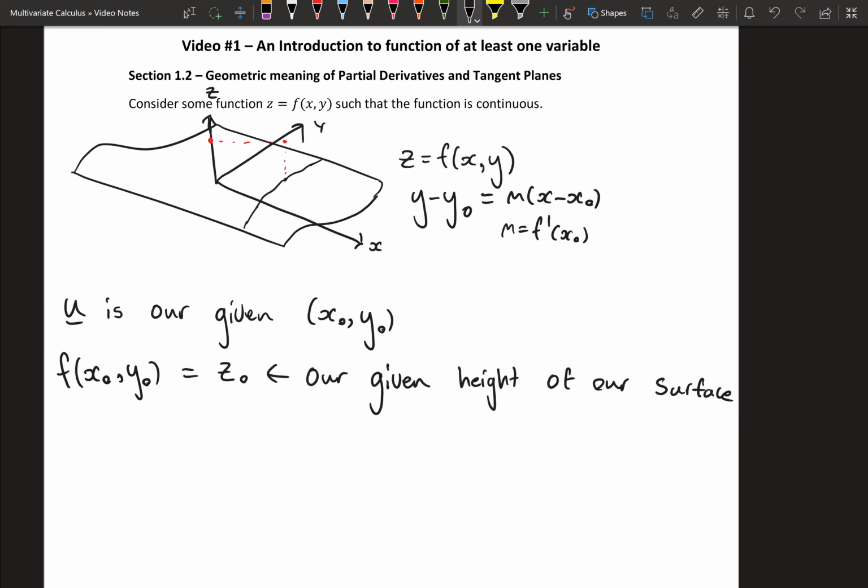And if we're constraining ourselves to the y direction, that means we are going to hold x constant. Is that right? Yes. And what do we do with that? Well, that means we can take the partial derivative in terms of y. So we get f sub y of x naught, y naught is equal to the partial of f in terms of the partial of y at the point x naught, y naught. Okay?